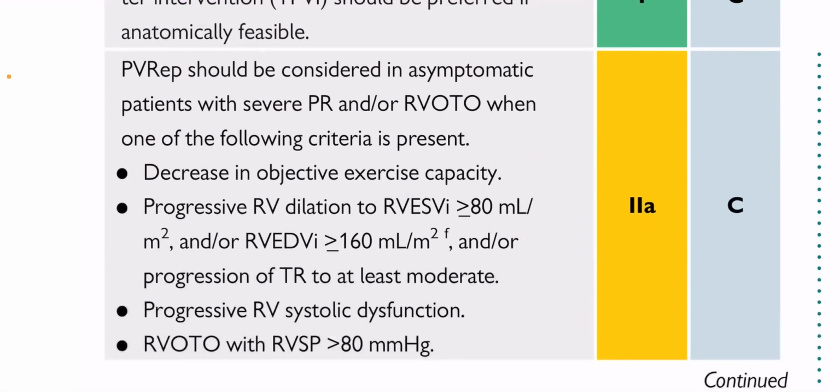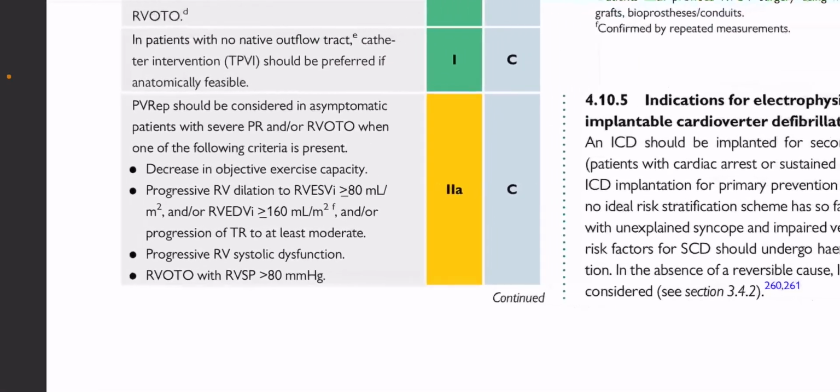Pulmonary valve replacement should be considered in asymptomatic patients with severe pulmonary regurgitation and or RVOT obstruction when one of the following criteria is present: decrease in objective exercise capacity; progressive RV dilation to RV end-systolic volume index more than or equal to 80 ml per meter square and or RV end-diastolic volume index more than or equal to 160 ml per meter square; progression of TR to at least moderate; progressive RV systolic dysfunction; RVOT obstruction with RV systolic pressure more than 80 mmHg.